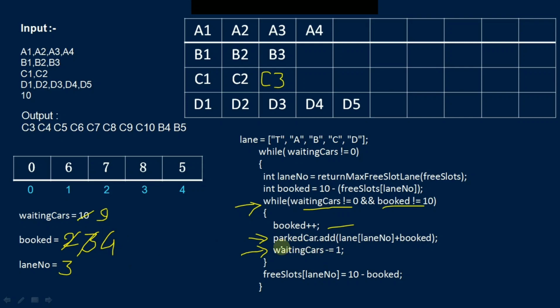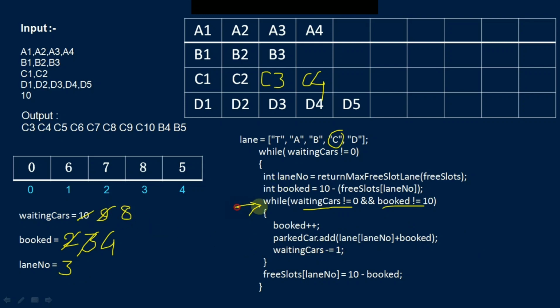So now it will become 4. Again we will do parkedCar dot add lane of lane number. Lane number is again 3, so we will get C, and C plus booked. Booked value is 4, so we are now targeting the fourth cell of lane C, that is the fourth slot of lane C. So we will add C4 in parkedCar. So here the next car will be parked. And again we will decrement the value of waiting cars by 1. Initially it was 9, it will become 8.